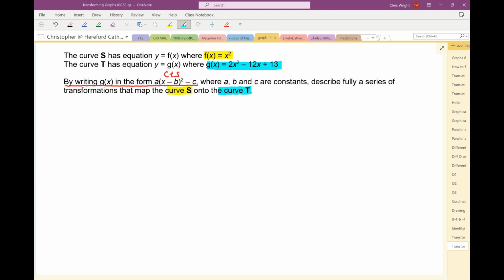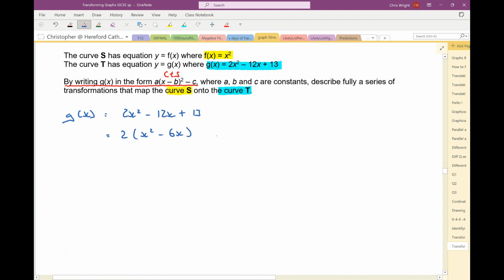Well, let's do what it says. And let's first of all complete the square on g of x. So g of x is 2x squared minus 12x plus 13. So to complete the square there, I'm going to take out the 2 to give me a unitary x squared. And now I'm going to complete the square on x squared minus 6x. So square bracket, x minus 3 squared minus 9, close the square bracket, copy down the plus 13.